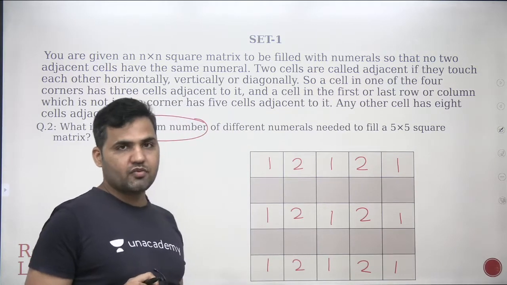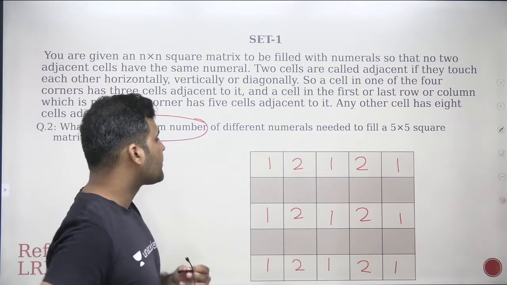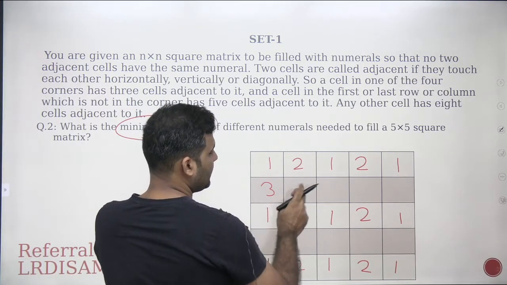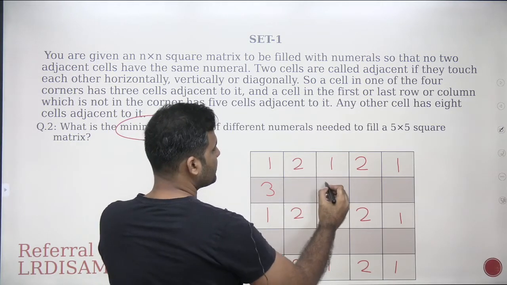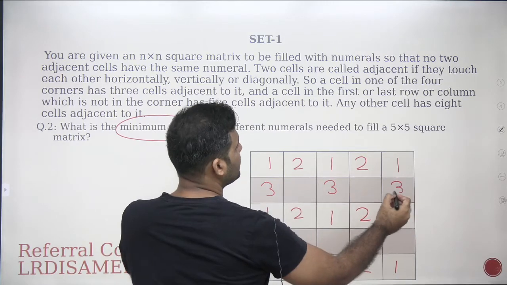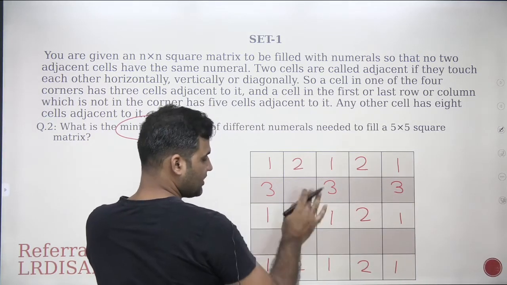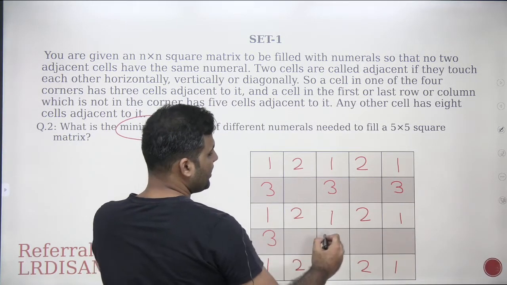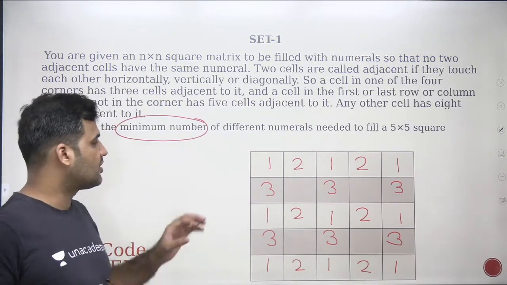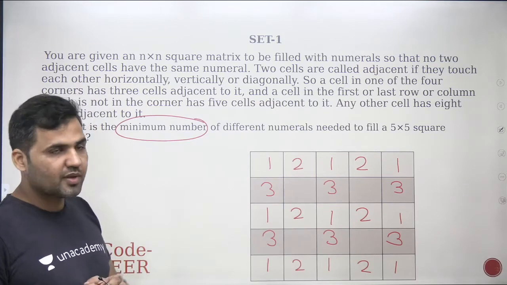Now I need to pick one more number. So let's pick 3. Where can I place 3? I can place 3 here. Now if 3 is placed here, in this particular cell 3 cannot be used. Then I can use 3 here again. I can use 3 here again. Following the similar pattern, you can see that 3 will be here, 3 will be here, and 3 will be here. 3 can be used again a maximum of 6 times, right? 3 can be used a maximum of 6 times.